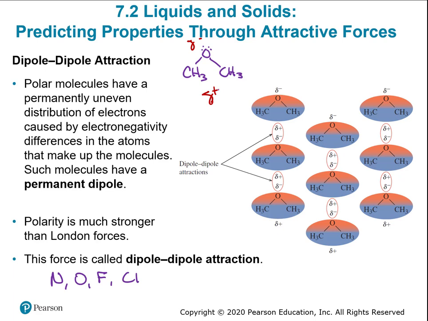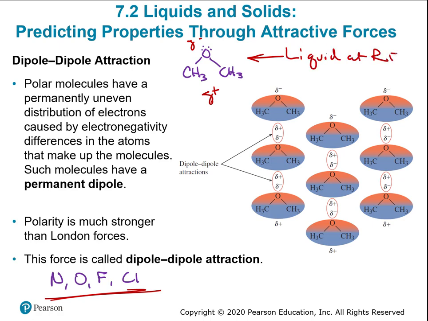This creates what they call a dipole-dipole. So think of dipole-dipole as just meaning it's polar. Dipole-dipole has at least one nitrogen, oxygen, fluorine, or chlorine. This molecule is liquid at room temperature, even though it's only 2 carbons. Because it has the oxygen, this is a liquid at room temperature.